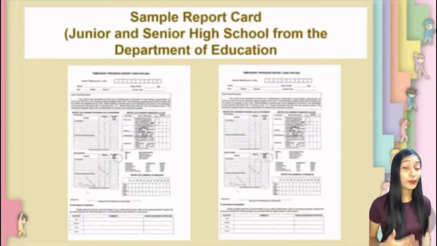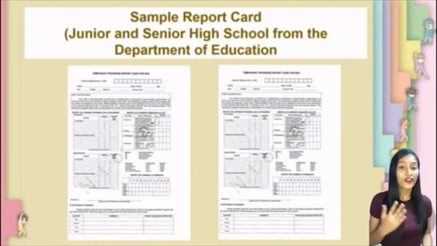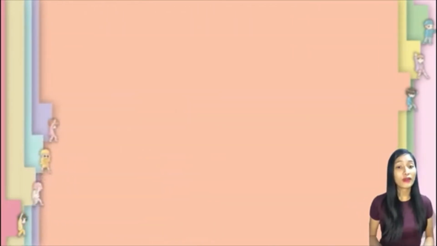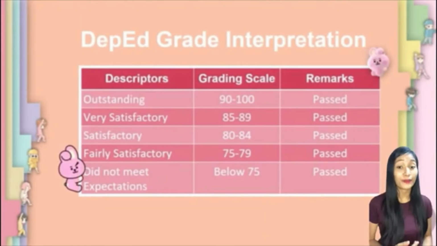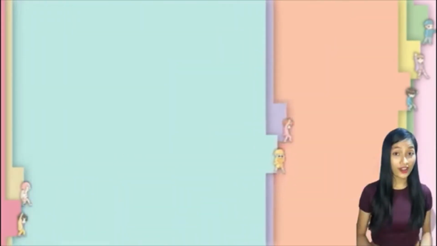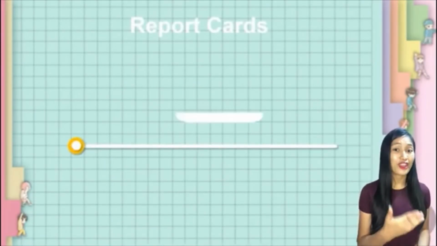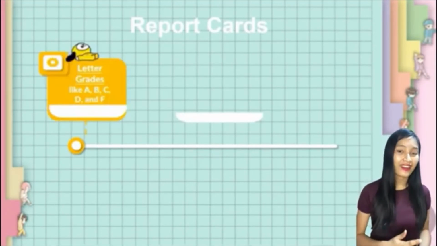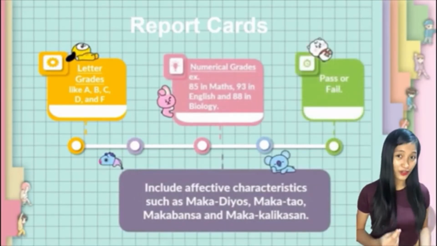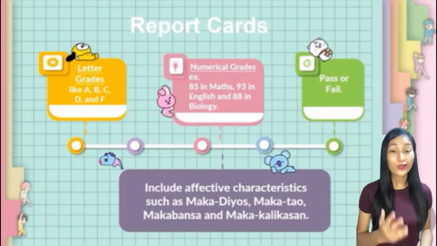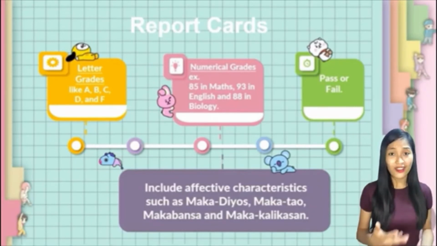For a more meaningful reporting of students' progress, the meaning of grades are given. So the DepEd gives the following grade interpretation. So here is an illustration of the grade interpretation. Report cards convey letter grades like A, B, C, D, and F, and sometimes with plus or minus. So a student may get an A plus or A-, B plus or B-. So this is what we do in Xavier University. Some report cards also convey numerical grades such as 85 in math, 93 in English, and 88 in biology.